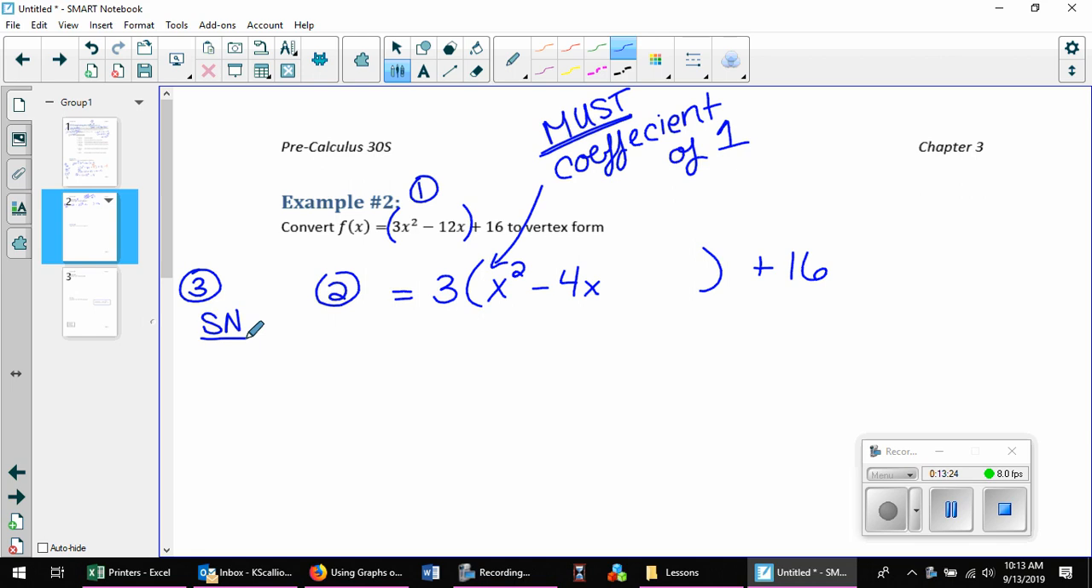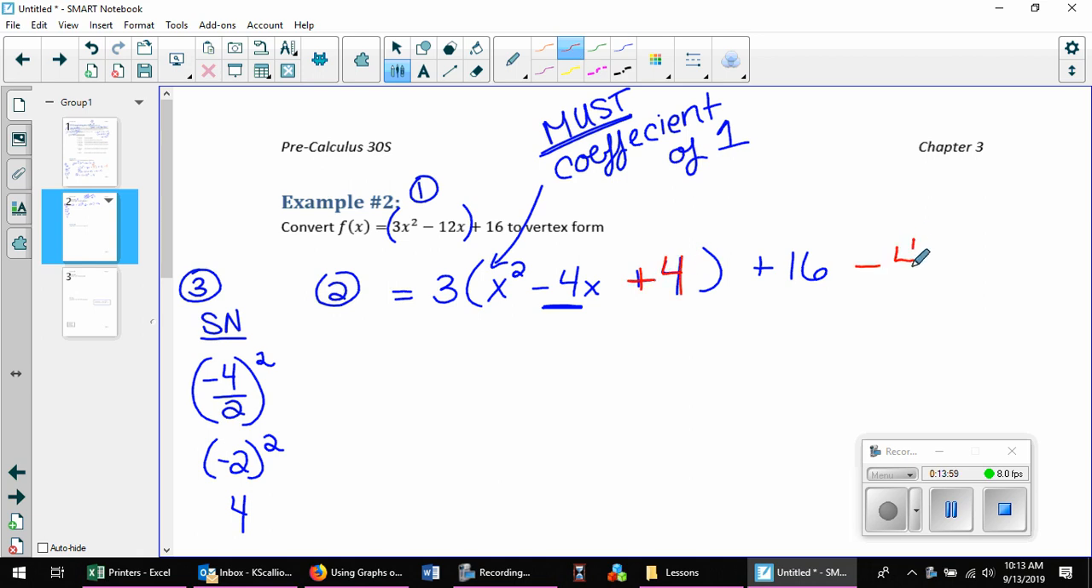My side notes. What do I do with my side notes? And square the quotient. So -4 divided by 2 squared. So that's going to give me a -2 squared, which would be 4. So is it a +4 or a -4? +4. So it's going to be add 4. And I'd have to change my color when I do that. Add 4 in here, and then -4 out here.